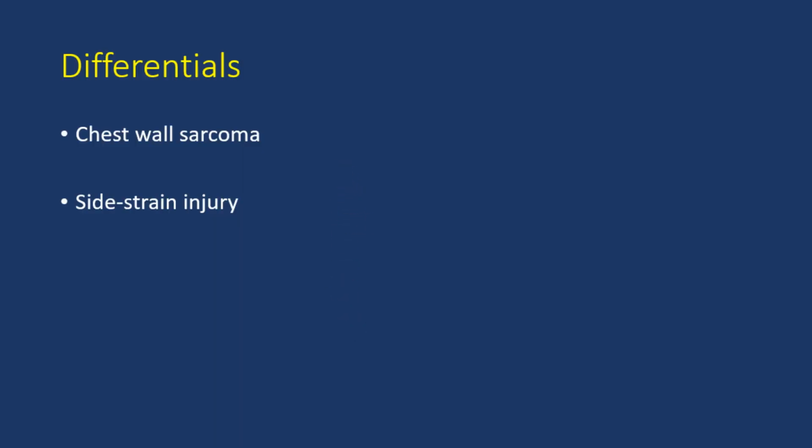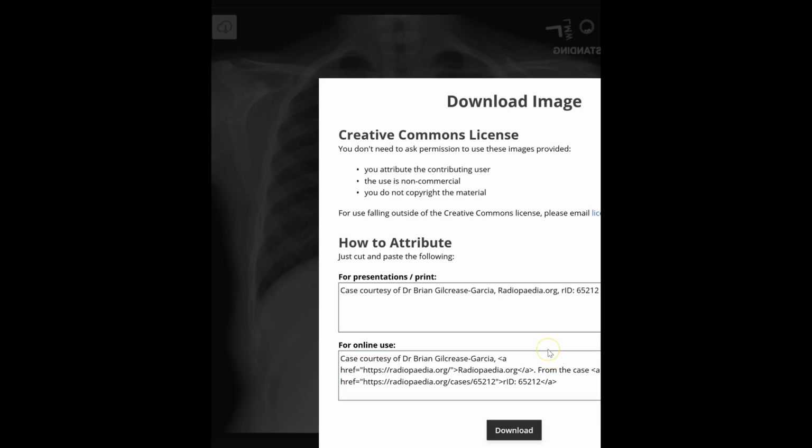Differentials to consider, one very scary, the other not so scary, but common and tough to diagnose at imaging. So chest wall sarcoma and side strain injury are the two main differentials to consider in the context of rib stress fracture. Here's a case from Radiopedia showing us chest wall sarcoma. Credit to this contributor.